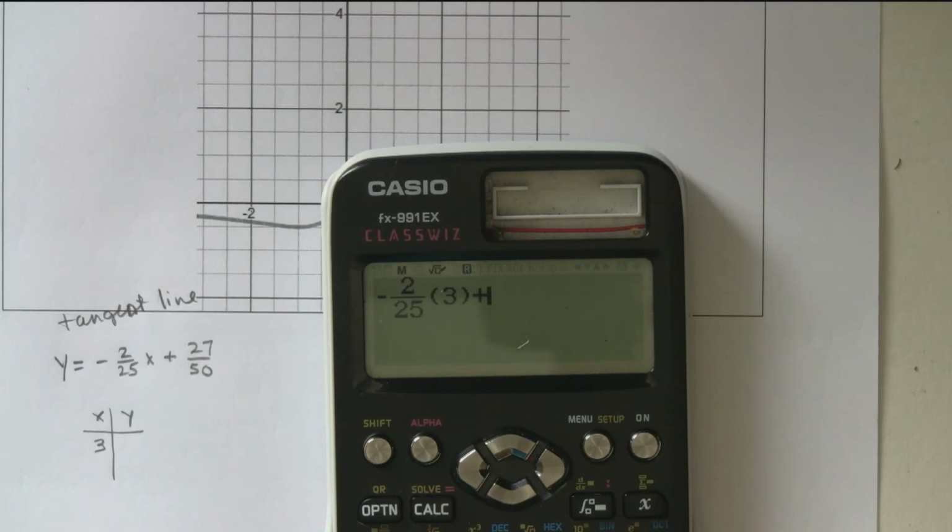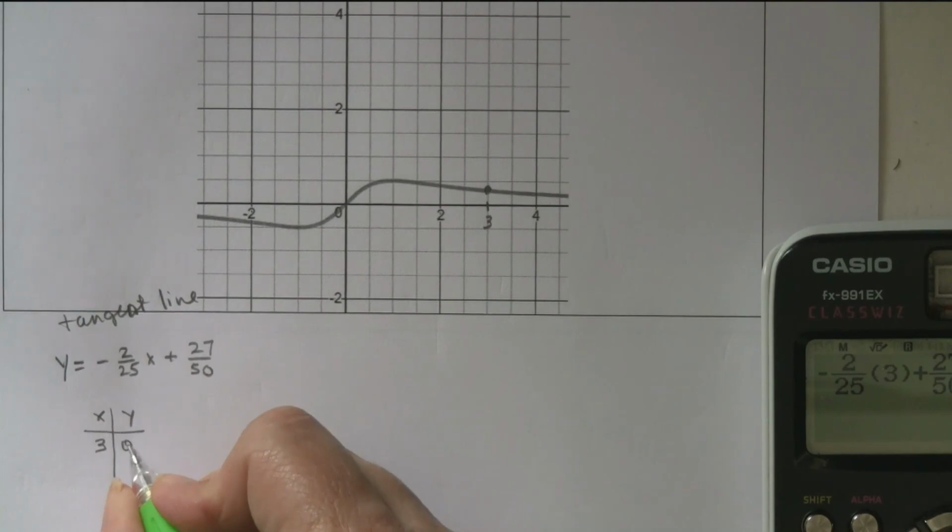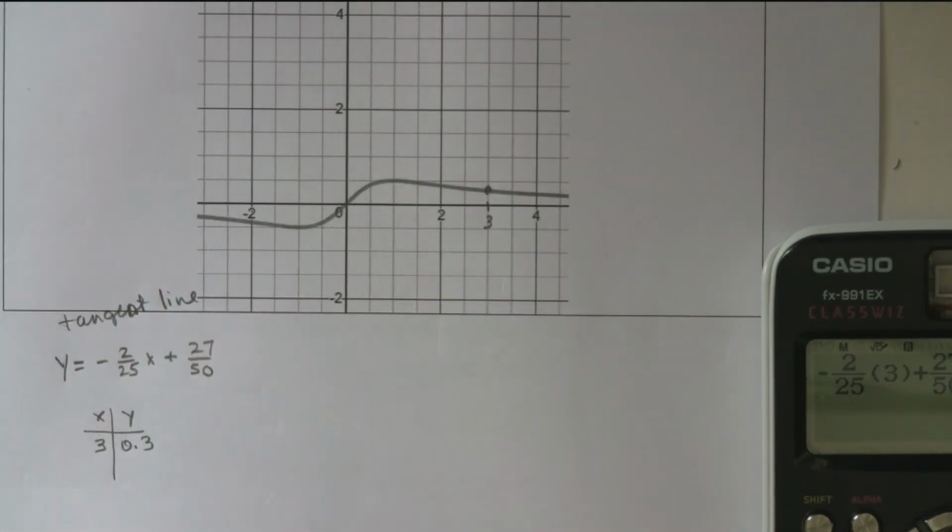If you don't have your calculator out and you're not verifying as well, then I think you're missing the boat, and I think that you should. So I got 3/10, which is 0.3. Okay. So I have that plotted right there.